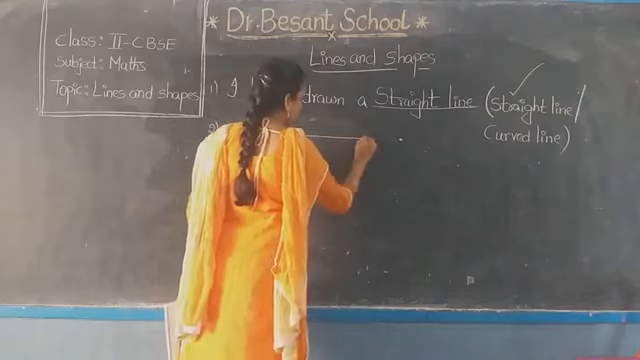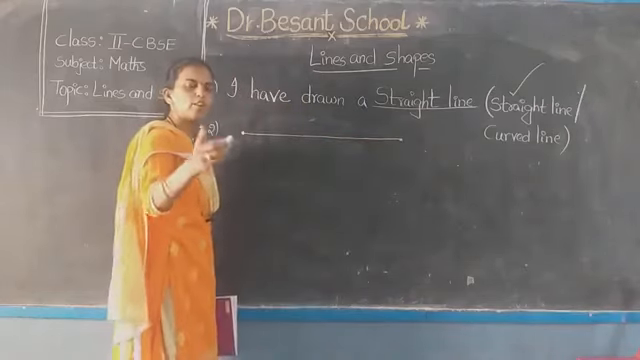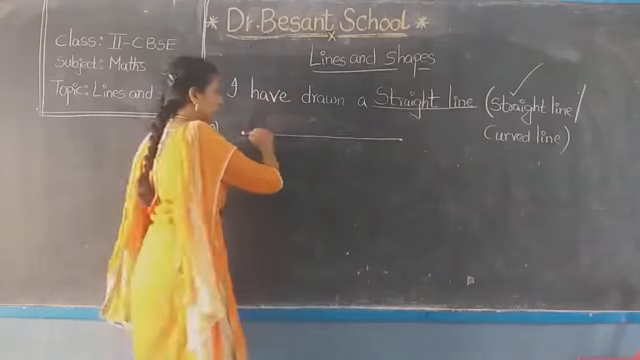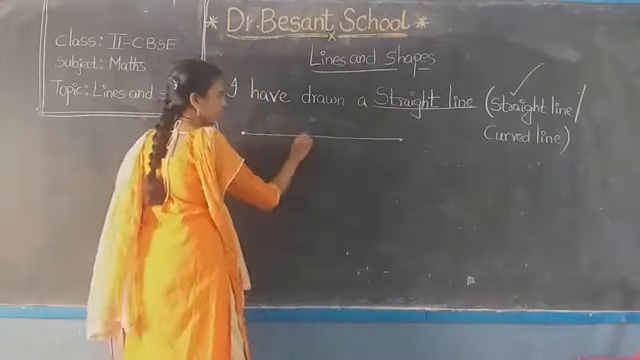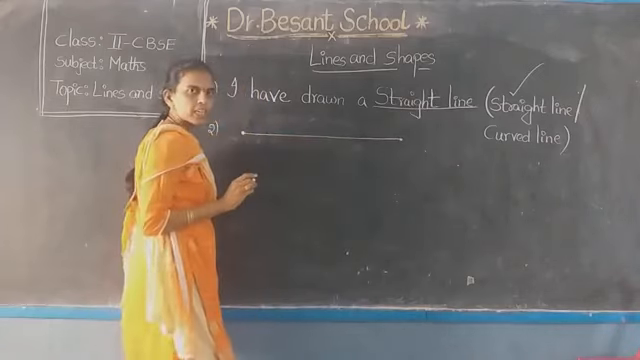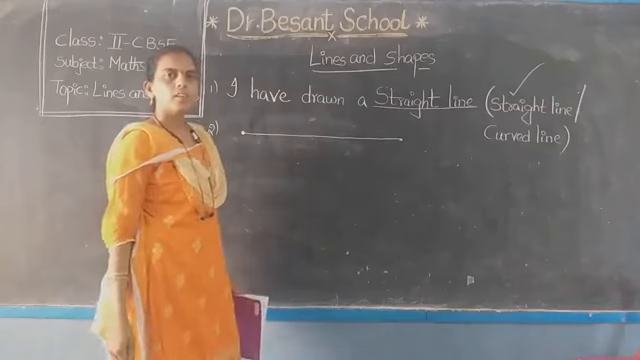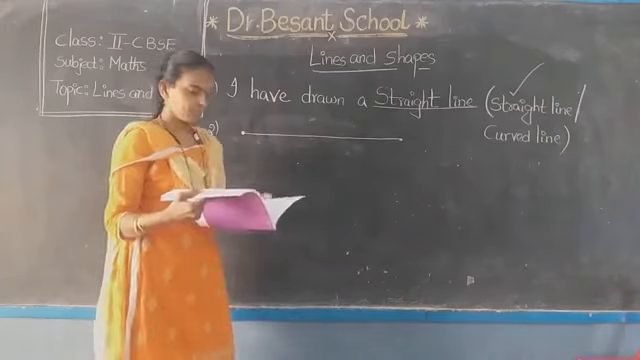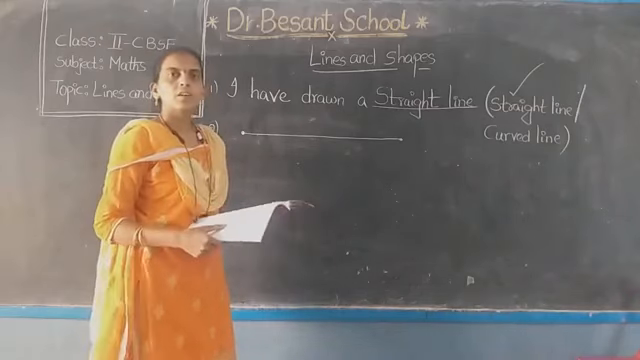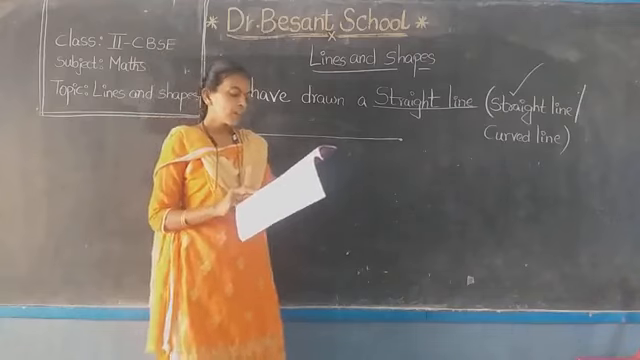I am drawing just normally. I have drawn. You have to draw with your scale, joining these two dots in this way. Is it clear? Draw it now. Completed? Good. Now, next one.